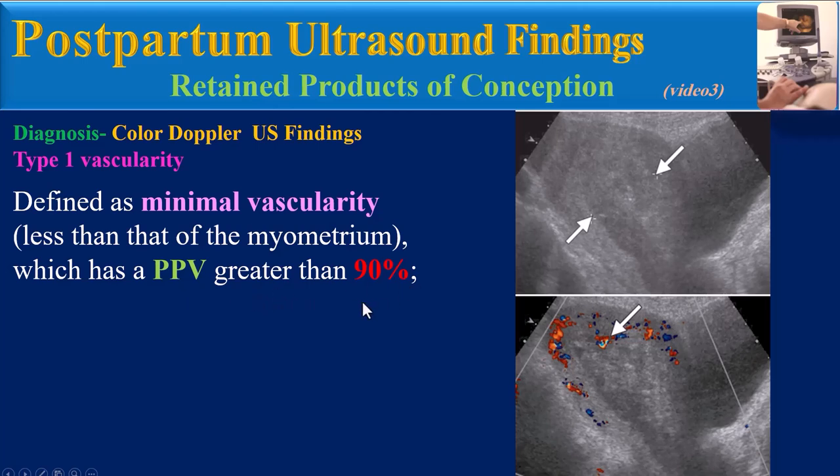greater than 90%. These images show pathologically proved RPOC with type 1 vascularity in a 40-year-old woman with passing blood clots and open cervical os. This longitudinal transabdominal ultrasound image shows a thickened EEC, about 39 mm. Longitudinal color Doppler ultrasound image shows a small focus of color flow within the EEC in comparison with myometrial vascularity.